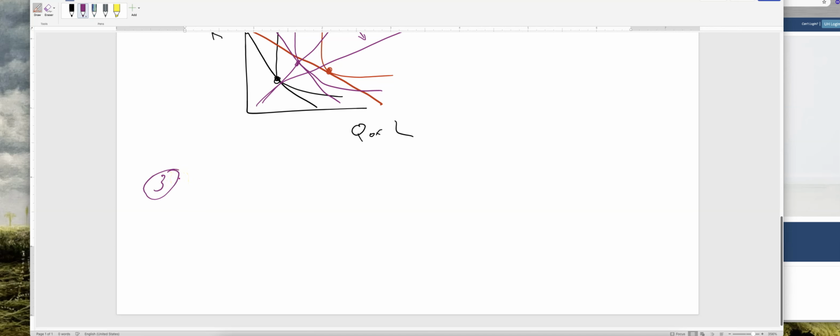Okay, let's look at number three here. How do I add a new page if I just keep drawing?